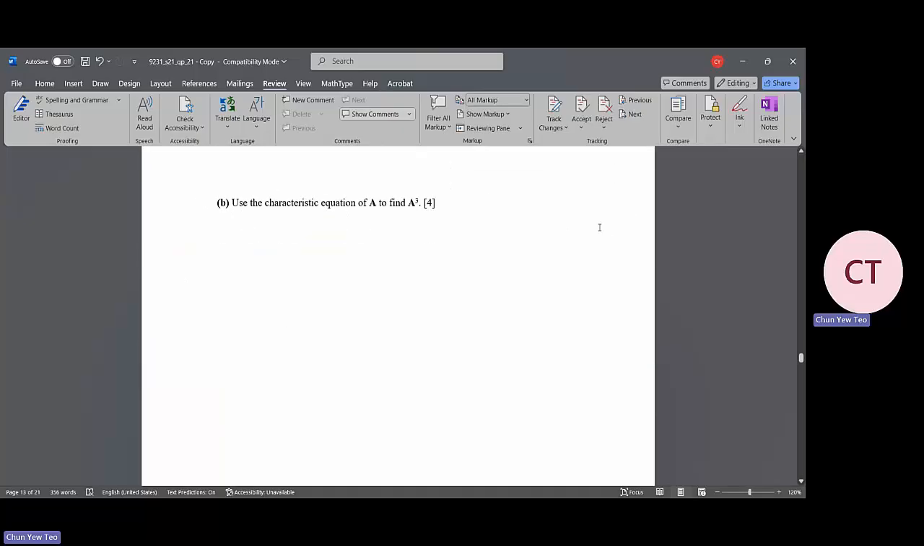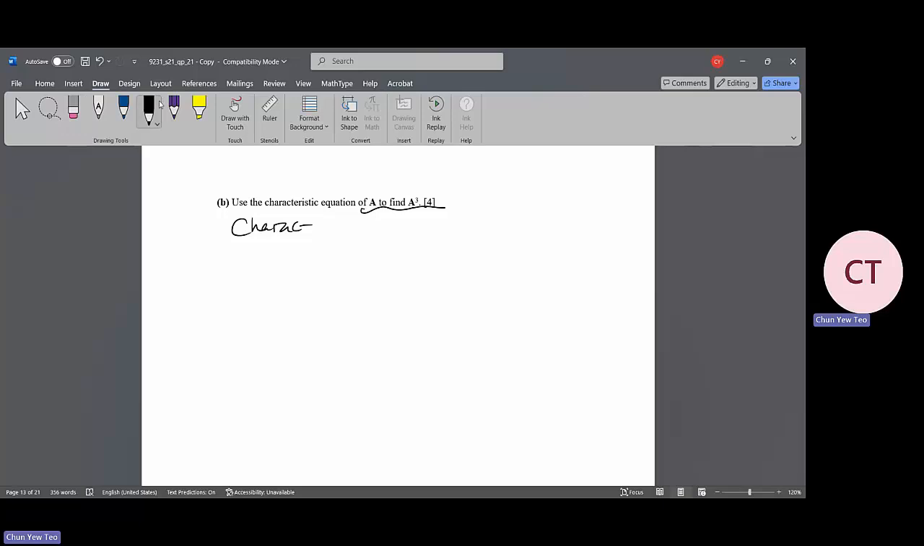Now we move on to 6B. Use the characteristic equation to find A cube. To do that, first of all, we need to find the characteristic equation. That will be your lambda 1, lambda 2, and lambda 3. These are 5, -6, and 1, and all of them are the roots.